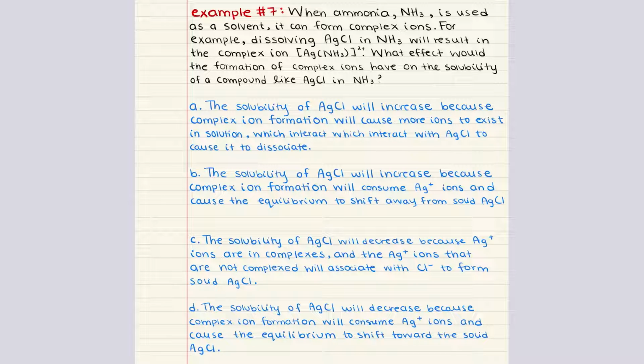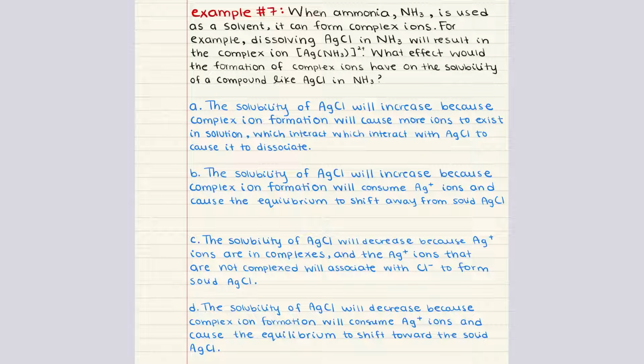C says the solubility of silver chloride will decrease because silver cations are in complexes and the silver ions that are not complexed will associate with chloride to form solid silver chloride. And D says the solubility of silver chloride will decrease because complex ion formation will consume the silver ions and cause the equilibrium to shift towards the solid silver chloride.